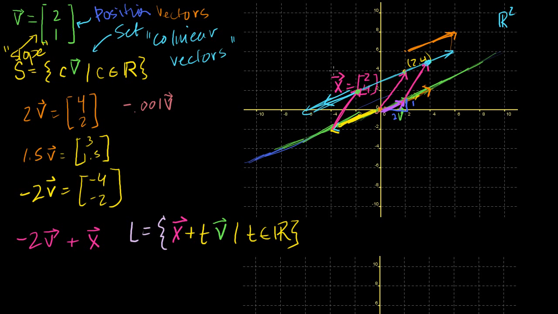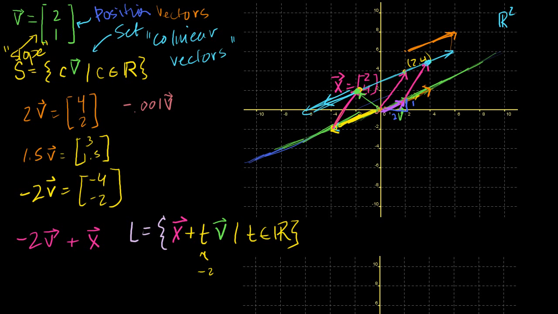So what is this going to be? This is going to be this blue line. If I were to draw all of these vectors in standard position, I'm going to get my blue line. For example, if this is minus 2 times my vector v, I get here, then if I add x, I go there. So this vector right here has its endpoint sitting on that line.